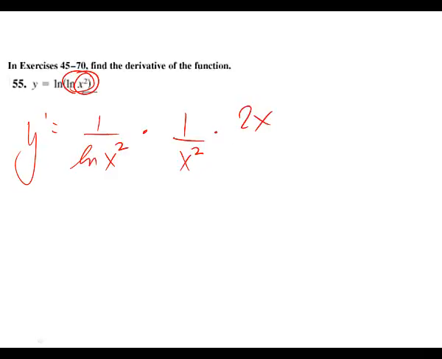We could simplify this one pretty easily, and it will be simplified because it'll probably be multiple choice. So x would go with that x. So we would probably see 2 over x natural log of x squared. That's a good problem.